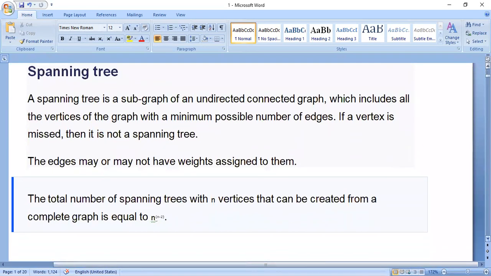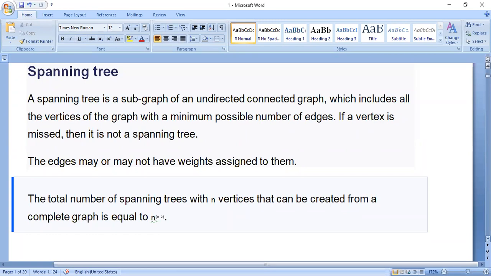So what do you mean by spanning tree? First, we'll see the definition. The spanning tree is a subgraph of an undirected connected graph, which includes all the vertices of a graph with a minimum possible number of edges. If a vertex is missed, then it is not a spanning tree.